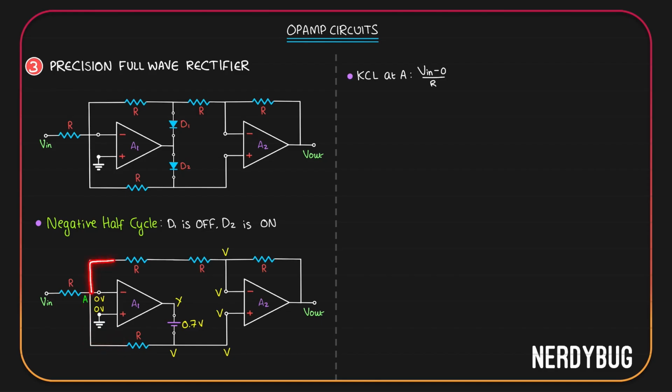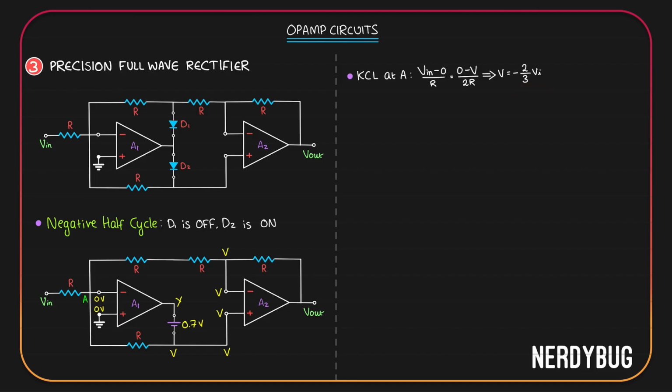Now, what will be the current flowing through R plus R? R plus R or 2R has a potential 0 on one end and V on the other end. So this current that flows through the 2R is basically 0 volt minus V divided by 2R. And these two currents should be equal. Current through R is equal to current through 2R. Solving this equation, we can write V is basically negative 2 by 3 times Vi.